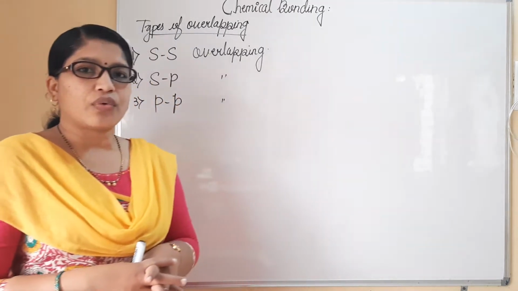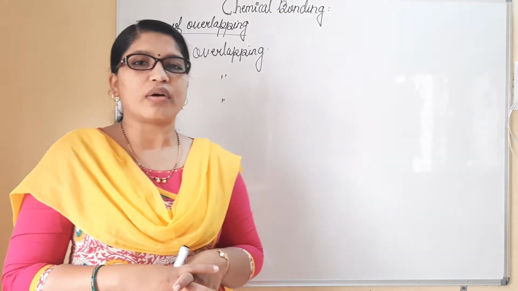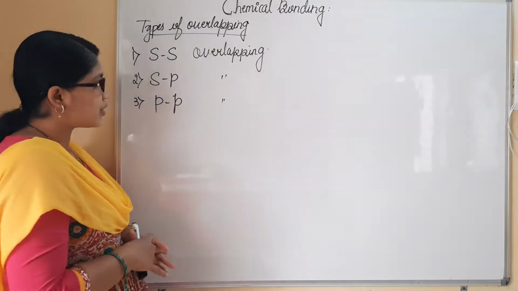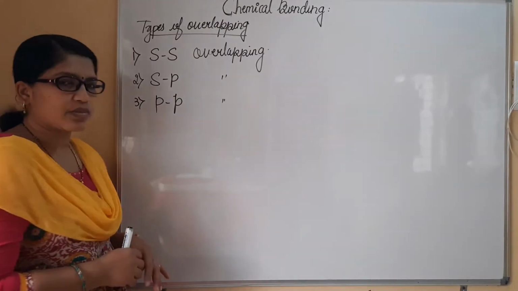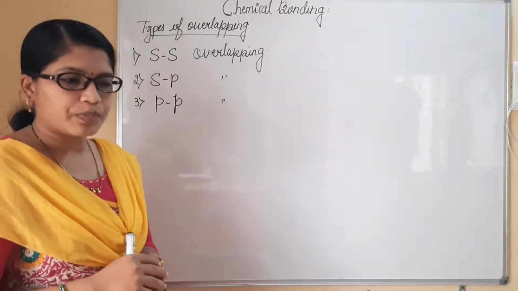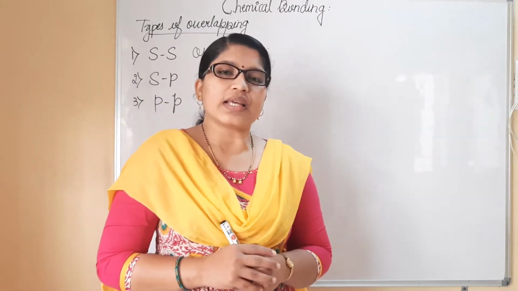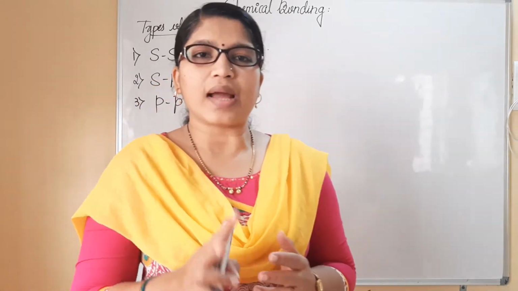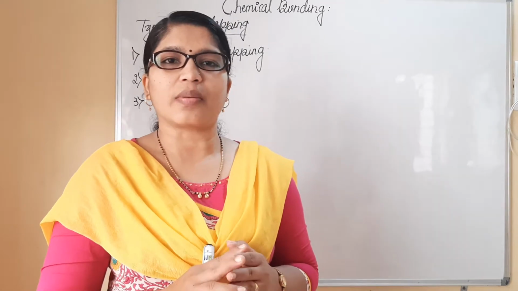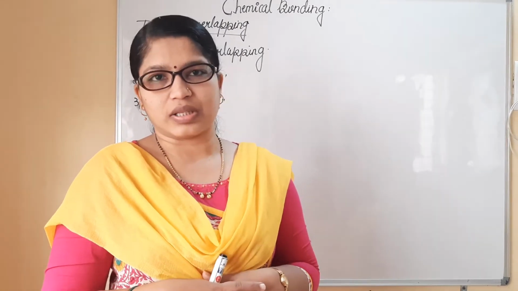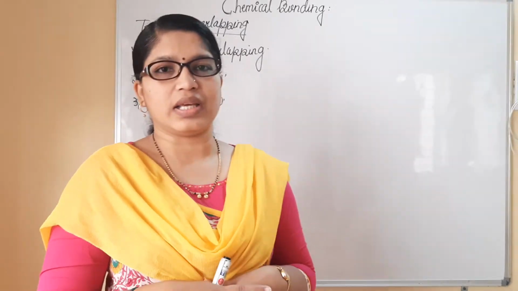If you consider overlapping, there are mainly three types. The first one is SS overlapping, the second one is SP overlapping, and the third one is PP overlapping. When you consider SS overlapping, it means that we will have two S orbitals, and their electron clouds are going to merge with each other. They are going to penetrate each other.